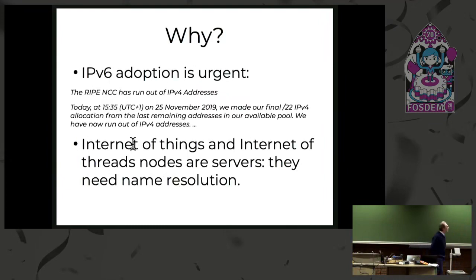Why? Because IPv6 adoption is urgent, not only for our Internet of Threads processes or virtual machines, but even for real machines. In late November, RIPE in Europe issued a warning saying that they ran out of IPv4 nets.